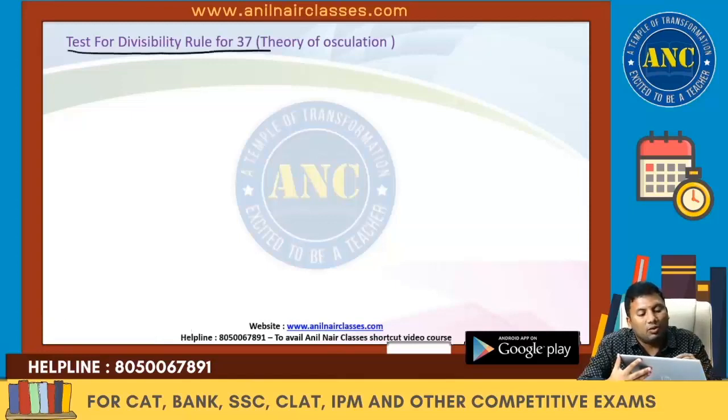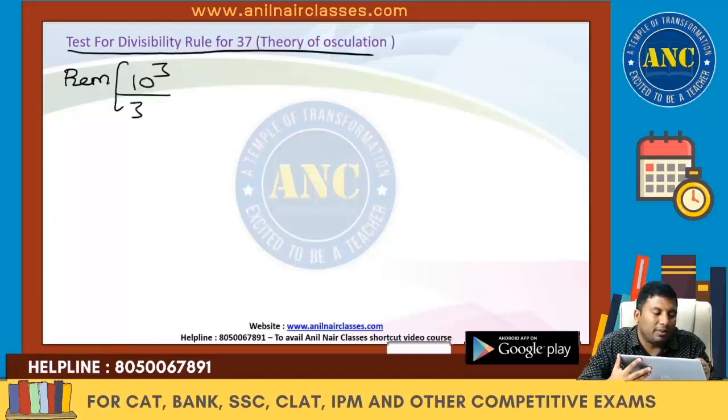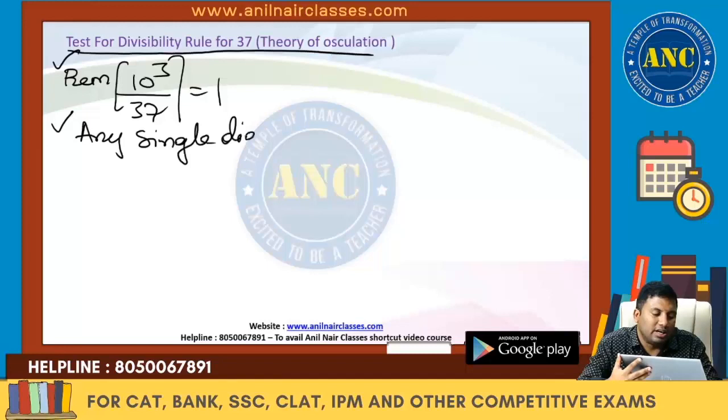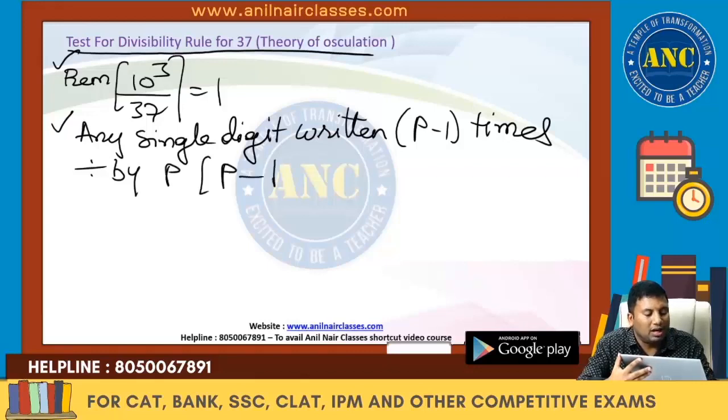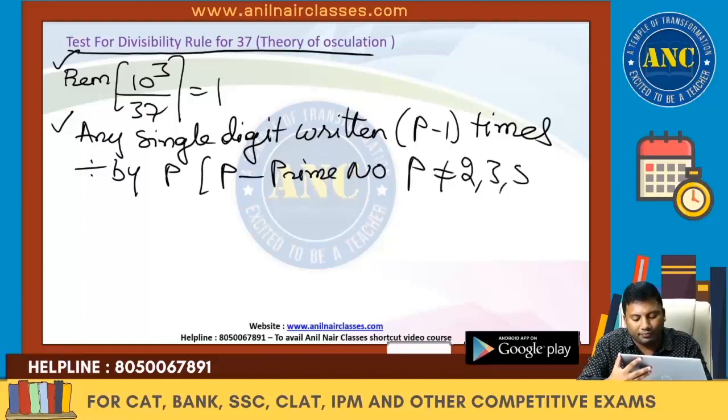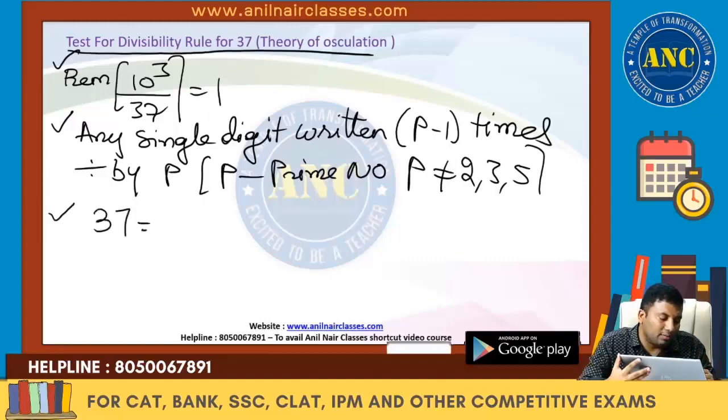Test for divisibility rule for 37. Already we discussed multiple methods. 10 power 3 divided by 37 leaves remainder 1. This is one concept we discussed. Any single digit written p minus 1 times is always divisible by p, if p is a prime number, p not equivalent to 2, 3 and 5. Now another rule: 37 is nothing but a plus or minus k into b.